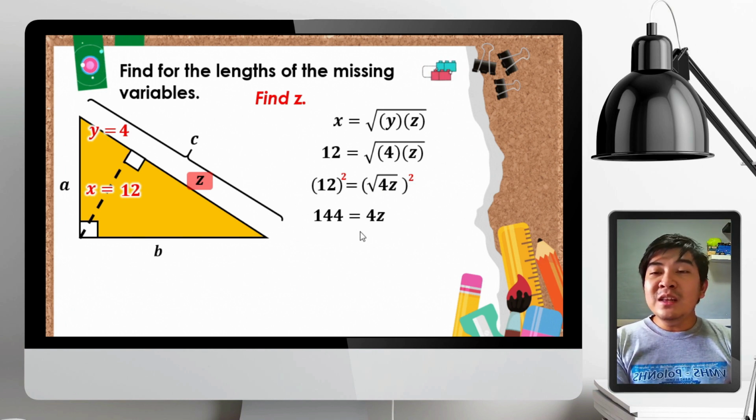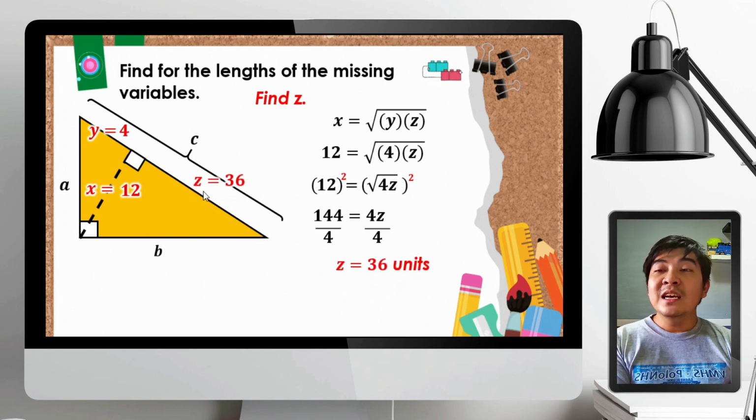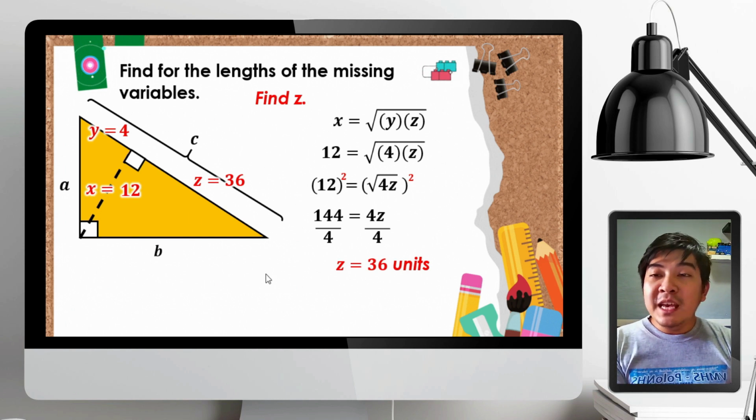And then we only need the value of Z, so therefore we need to divide both sides by 4. Then 144 divided by 4 is 36. So therefore, the value of Z or the length of Z is 36 units. So for this example, in finding the value of Z, ang ginamit natin is the formula in getting the length of the altitude. Okay? So next, let us get the value of C.